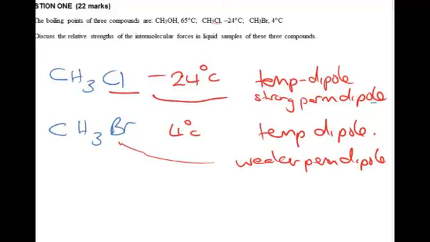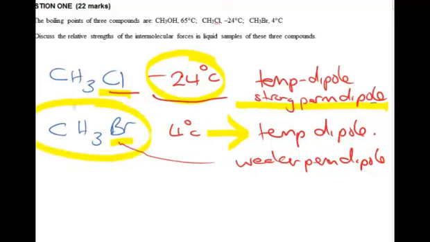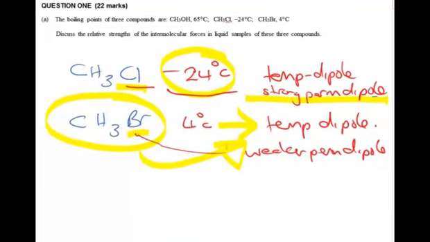Now obviously if we're looking at this and we're thinking to ourselves, well, surely the stronger permanent dipole is a very important factor. The fact that we have minus 24 degrees compared to 4 can only mean one thing, that the temporary dipole bonding must be a bigger factor. And obviously when we're looking at bromine, there are considerably more electrons there than there are in chlorine, so the fact that this higher number of electrons in this molecule has resulted in the temporary dipole bonding being the most significant factor, and this is what we have to explain in our answer.